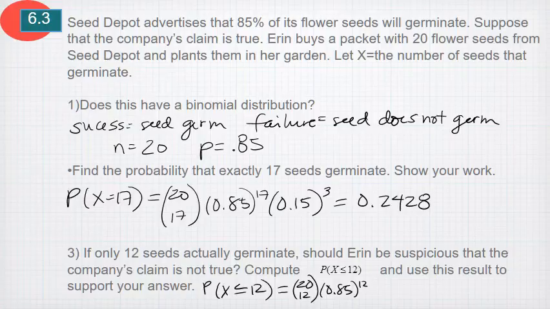The probability is 0.85 to the 12th, and then I have 0.15 as my probability of them not germinating, and there's 8 of those. If I plug this into my calculator, I end up getting 0.005921, which is an incredibly low number. In fact, it's like 0.5, 0.6%. So I would say that if Erin only gets 12 seeds to actually germinate, then she should be very suspicious of her 85% germination rate, because that's not very likely in this situation.